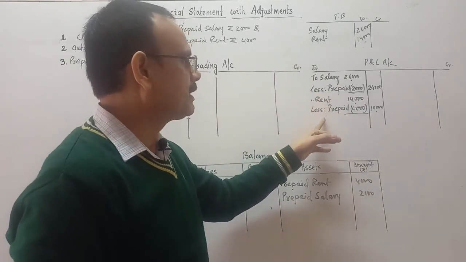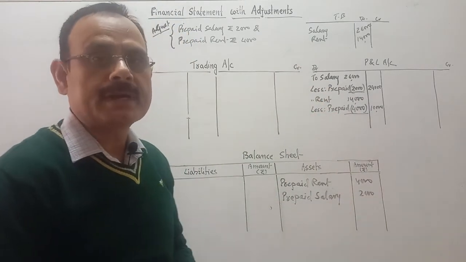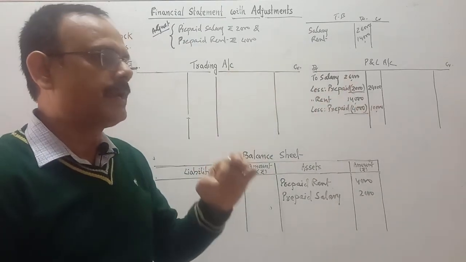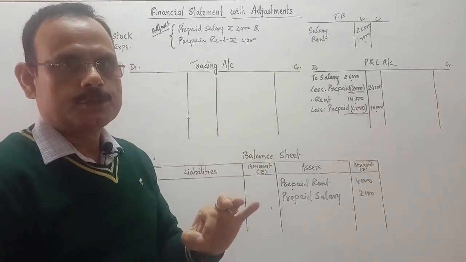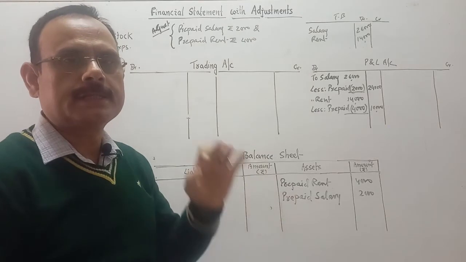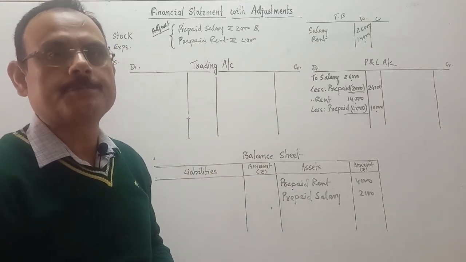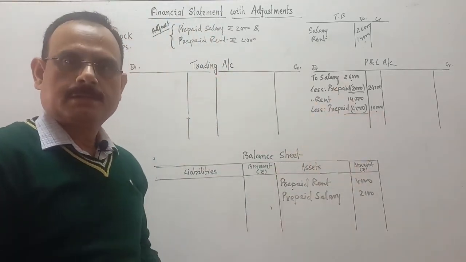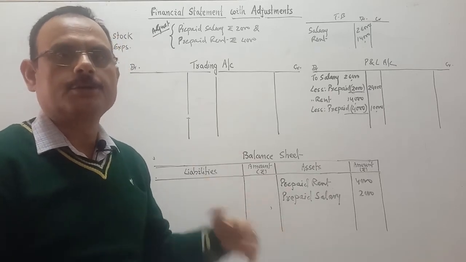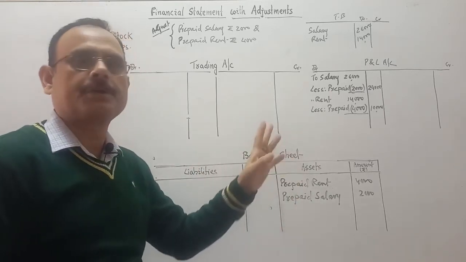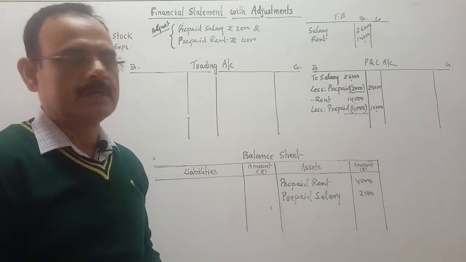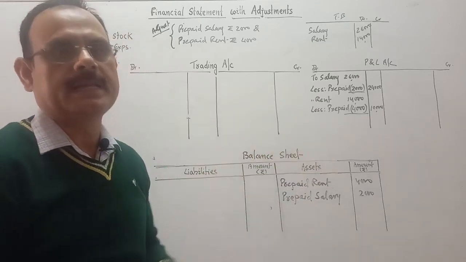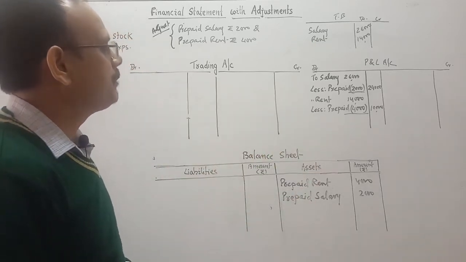Similarly, we do the same thing with the rent. Why is prepaid rent deducted? Because prepaid rent is related to the future year, and we are going to calculate the net profit of this year. So expenses of the next year we deduct, so that we calculate the true net profit. And as we have paid the money in advance to the employee as salary or to the landlord as rent, this becomes an asset for us, because next year we are not going to pay this amount. So it will reflect in the asset side of the balance sheet.